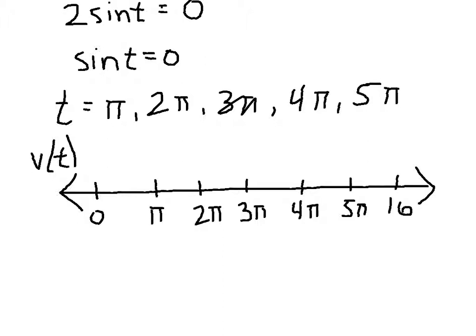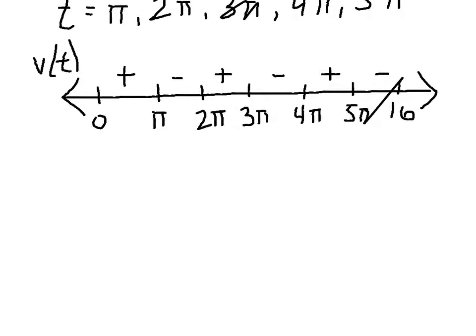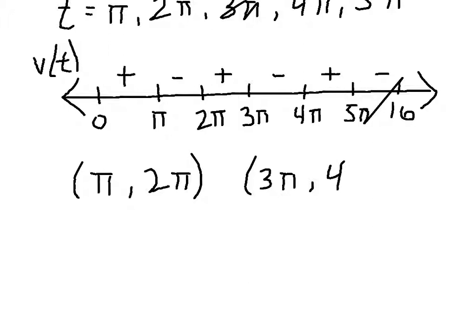Now that you have your sign chart, you can fill it in to find out where it is negative. When you plug in a point between 0 and pi, you get a number that is positive. Then you get negative, positive, negative, positive, negative. This shows you that the velocity is negative in the intervals pi to 2 pi, 3 pi to 4 pi, and 5 pi to 16.